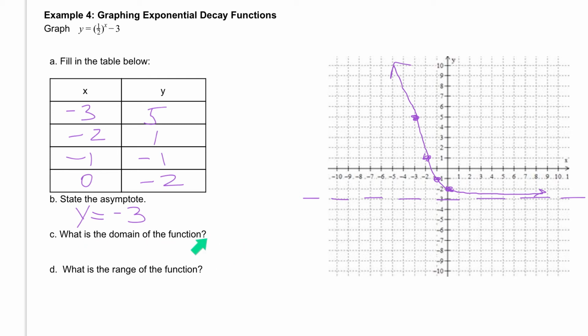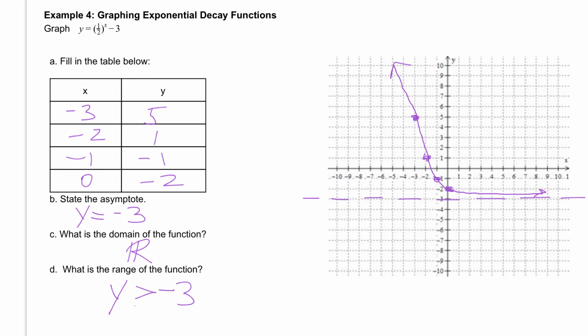If I look for the domain of my function, I'm looking at all my possible x values. That would be all real numbers. I can use any x value that I want. And then if I take a look at my range, remember my range is going to go hand in hand with that asymptote. My y values are starting here at negative 3. They're not including negative 3, but I'm starting at negative 3 and using every y value above it. So I could say that my range is y is greater than negative 3.